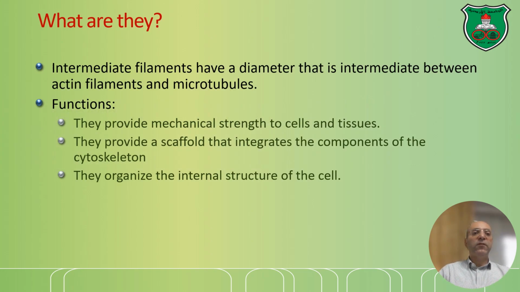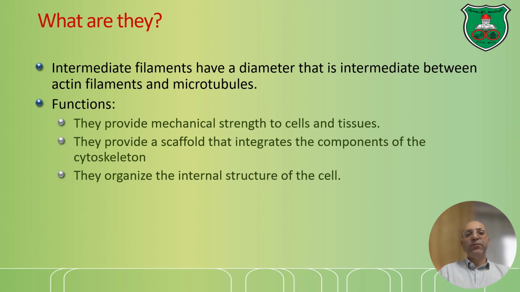So what are these filaments? Well, they have a diameter that is intermediate between actin filaments and microtubules. Microtubules are the thickest of the three, actin filaments are the thinnest, and intermediate filaments are in between. What they do is provide mechanical strength to cells and tissues. So this is the real skeleton of the cell if we want to compare them to actin filaments and microtubules.